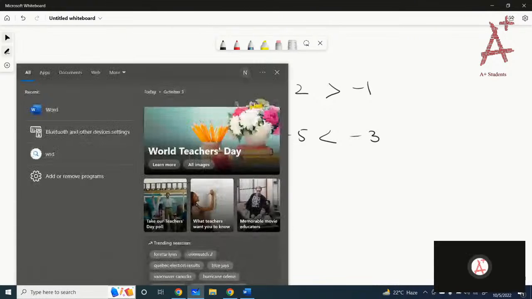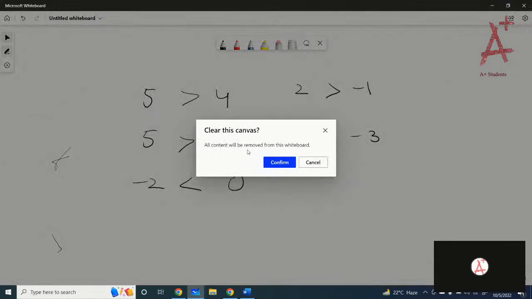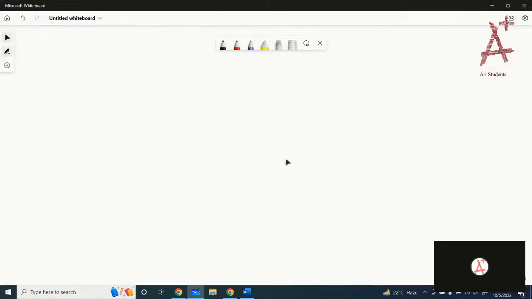Okay, the next one is negative 5 and 3. Is negative 5 less than 3 or greater than 3? Negative 5 is less than 3 because negative numbers are always smaller than the positive numbers. So negative 5 is less than 3. Got it?